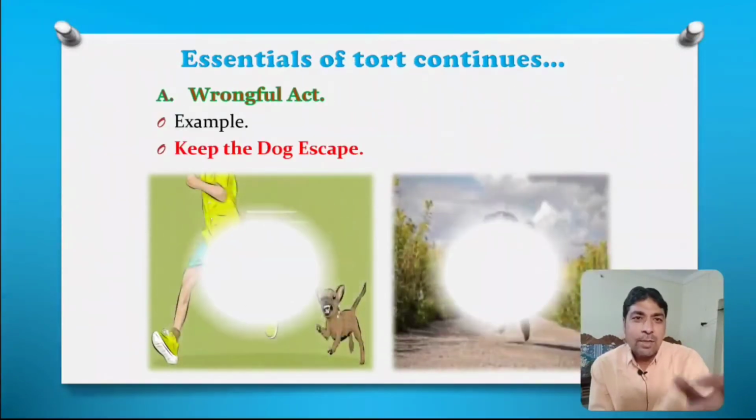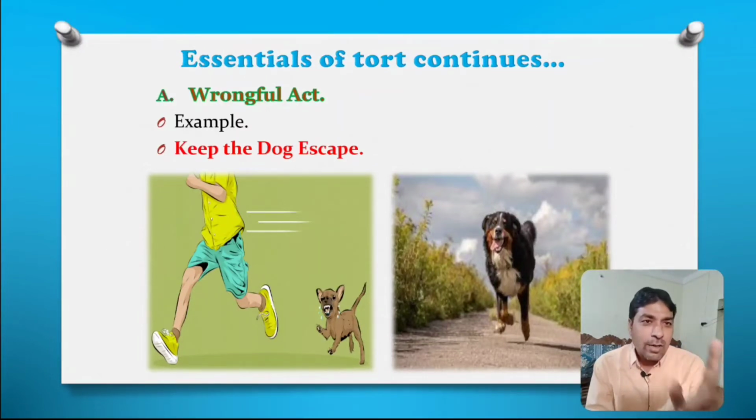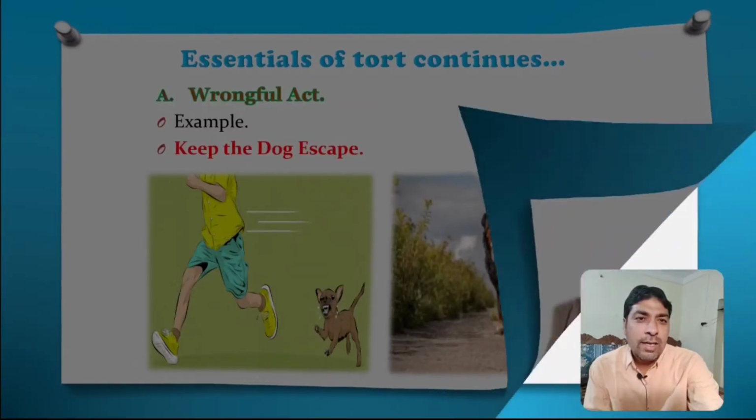Next example is keeping a dog unrestrained. Suppose I am having a pet dog, it is my responsibility to tie that dog. It is my responsibility to take care of that particular dog. If I kept that dog loose, and if that dog has caused any kind of injury to any person, then I will be held responsible because my act will come under the category of wrongful act. So keeping the dog loose is an example of a wrongful act.